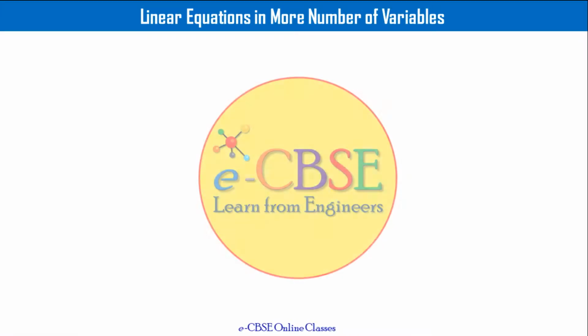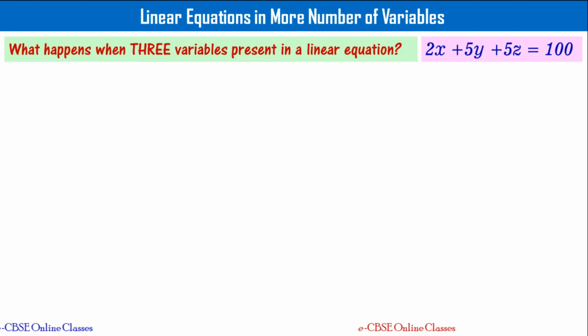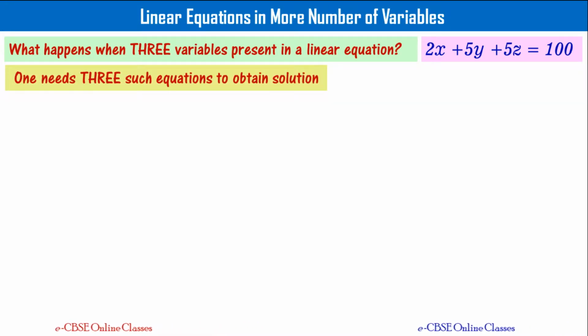Now I have a question. What happens when three variables are present in a linear equation? For example, if I have an equation like 2x plus 5y plus 5z equal to 100, what happens to this equation? The answer is fairly simple. One needs to have three such equations to obtain solution.